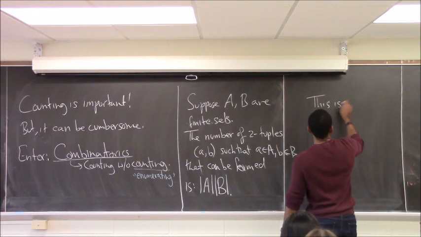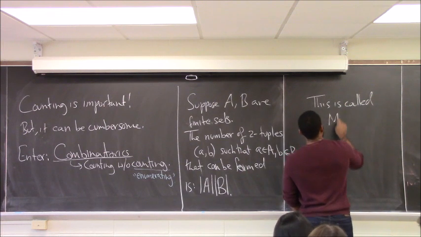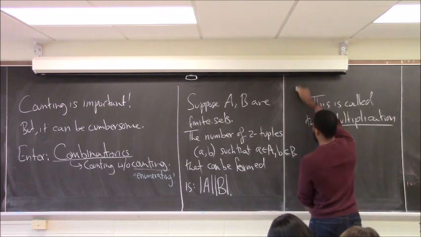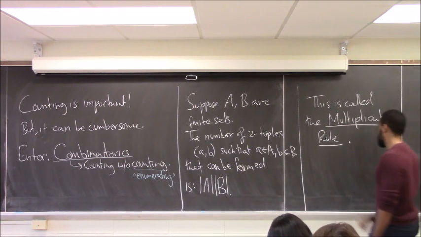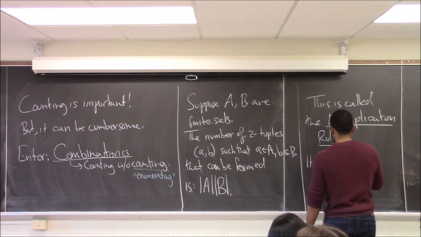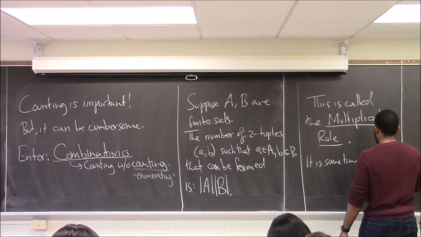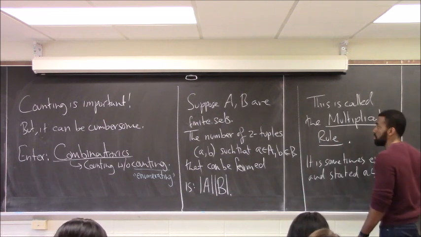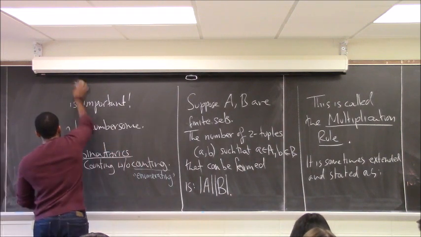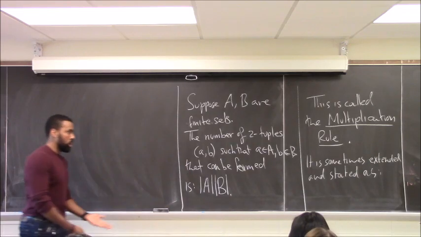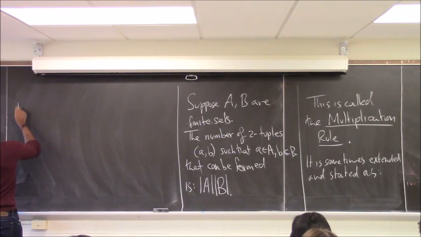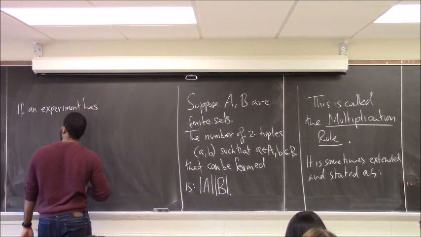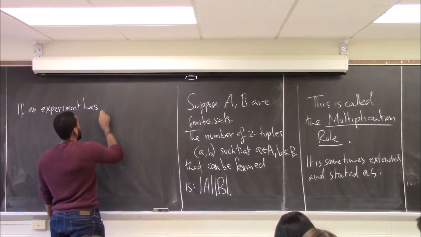This is called the multiplication rule. And it's a basic way of counting. It is sometimes extended and stated as, or really mathematically, it's a way to count tuples. It is sometimes stated as: if an experiment has n stages.